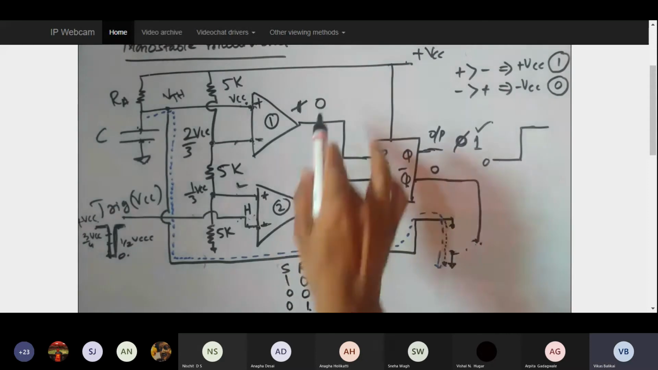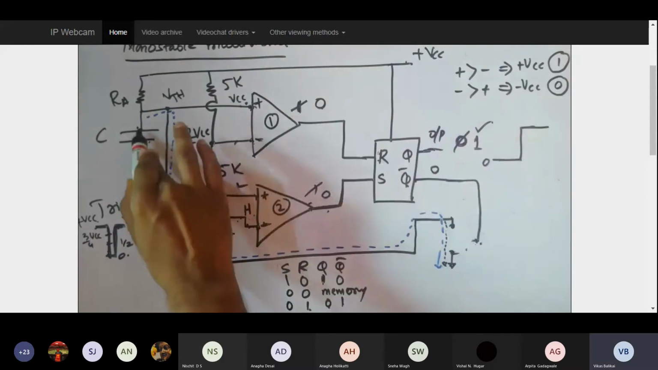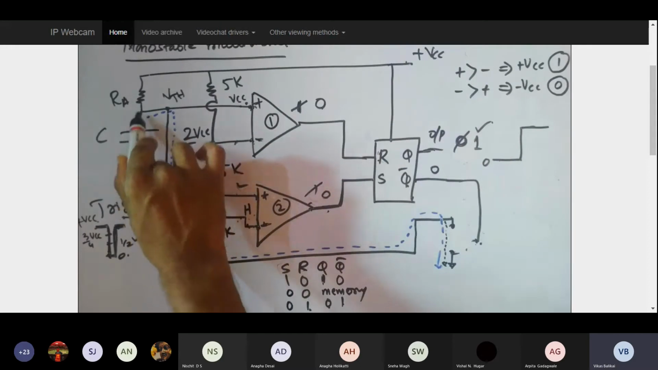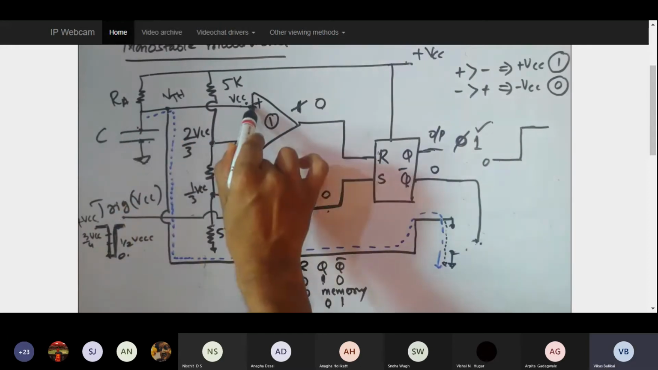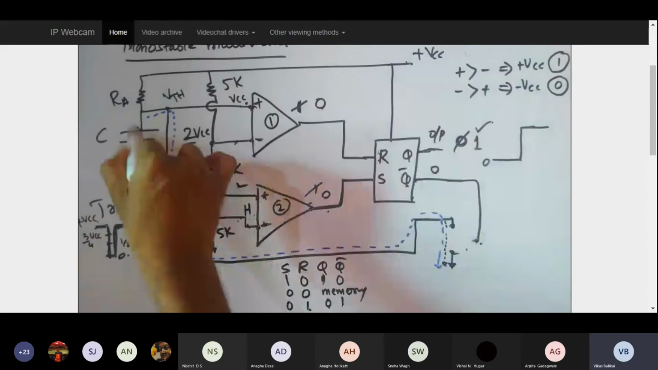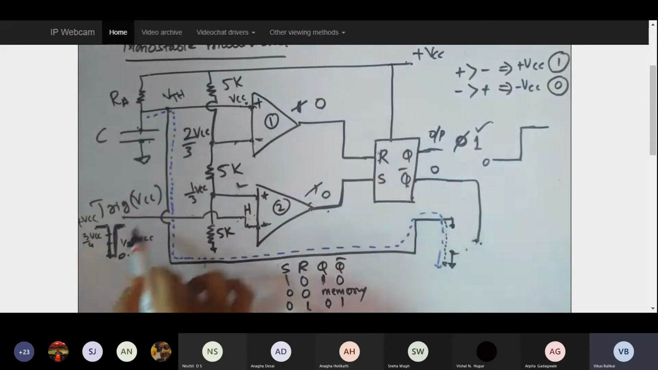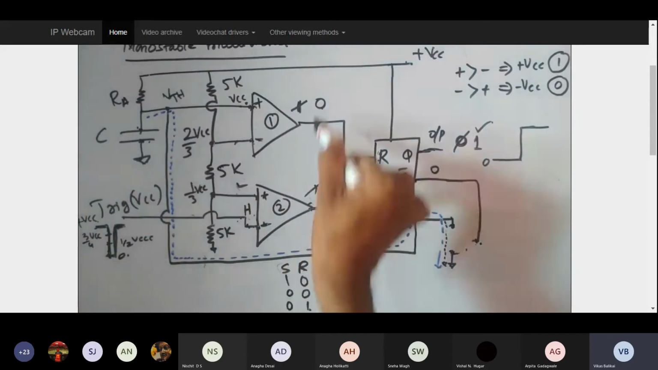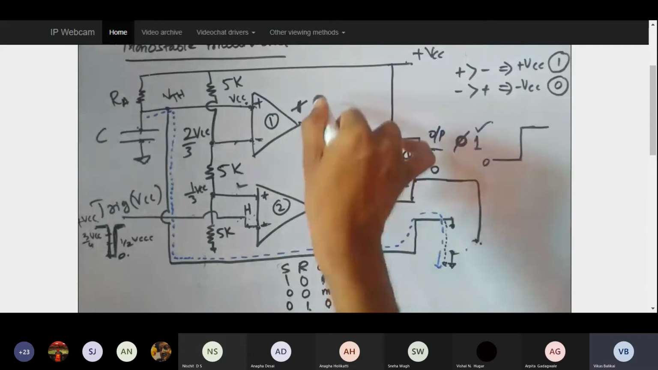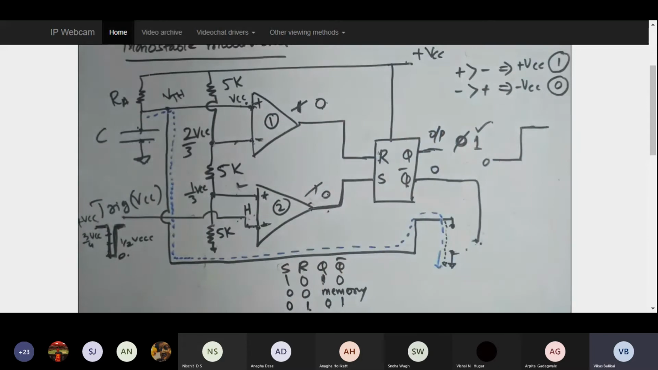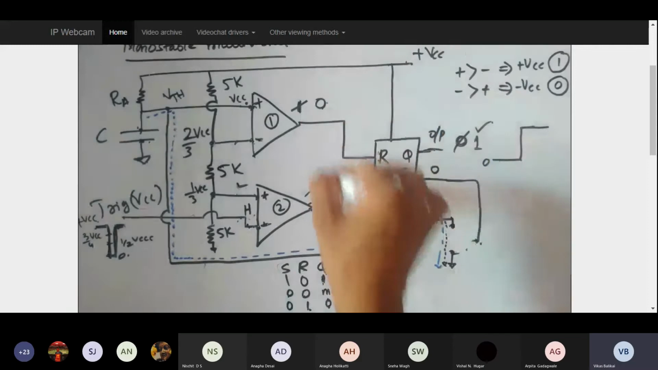It is 0 because the capacitor is not yet charged. After it is charged, this value comes to this particular value. Until then it is charging. So until charging completes, this entire operation has happened. Now what are the resulting values of both comparators 1 and 2? Both comparator outputs are held at 0, 0.